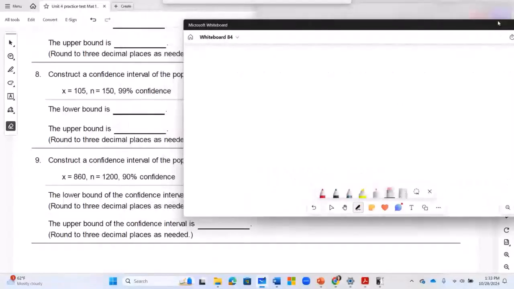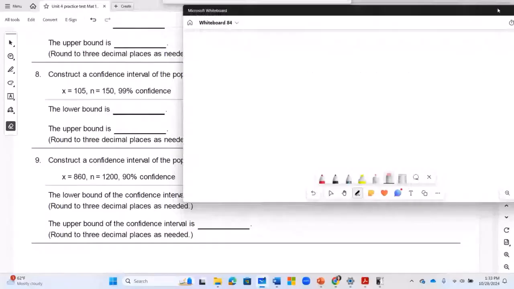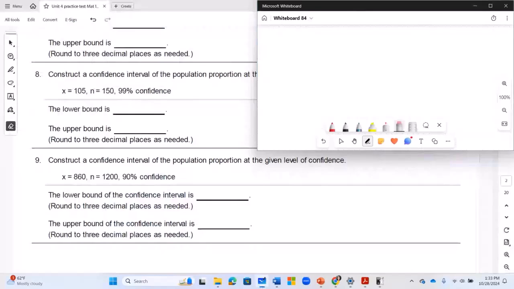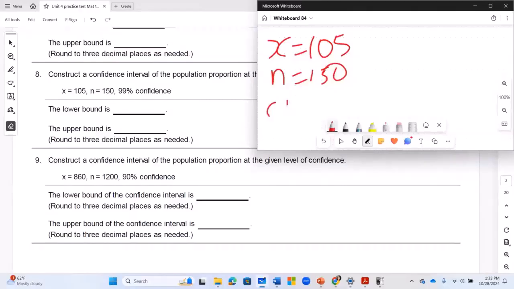All right, so in number 8, what am I given? I am given X, the number who showed up, the number of successes. The sample size is 150. The confidence level is 99% or 0.99. So I'm told to calculate the confidence interval, right? The lower bound and upper bound. So it's easy. We do what we just did before.